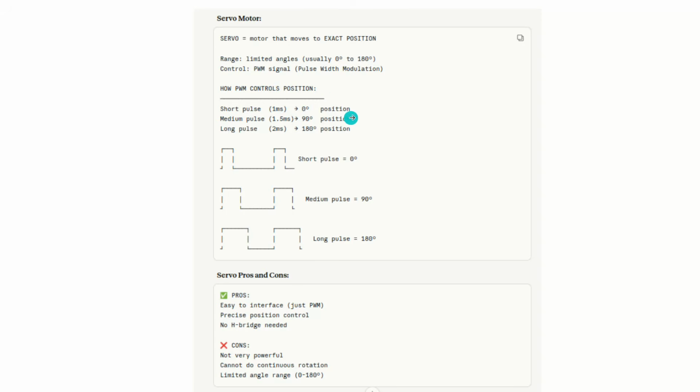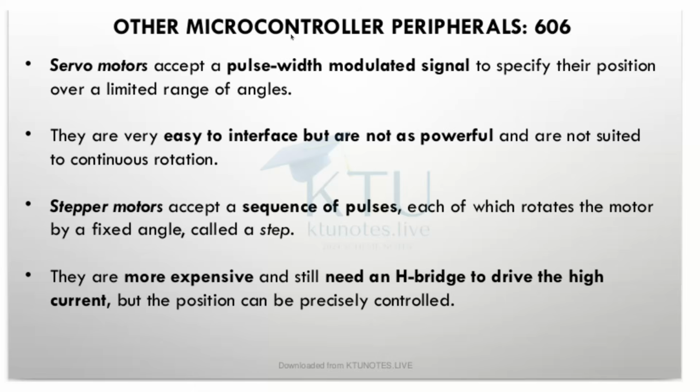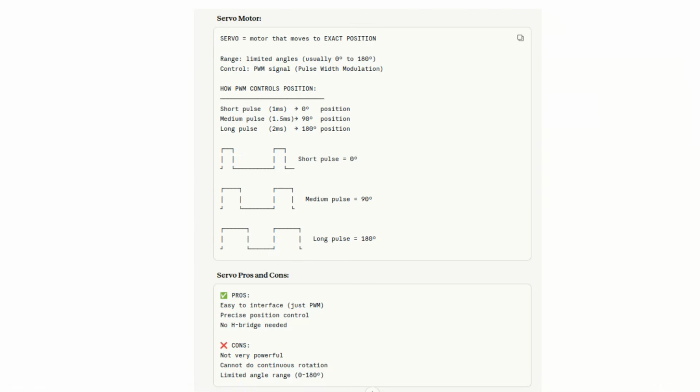A short pulse means the position is 0 degrees. A medium pulse means the 90 degree position, and a long pulse means the 180 degree position. That is what is given here: there is a short pulse, a medium pulse and a long pulse. Now here, it is actually controlled by whom?